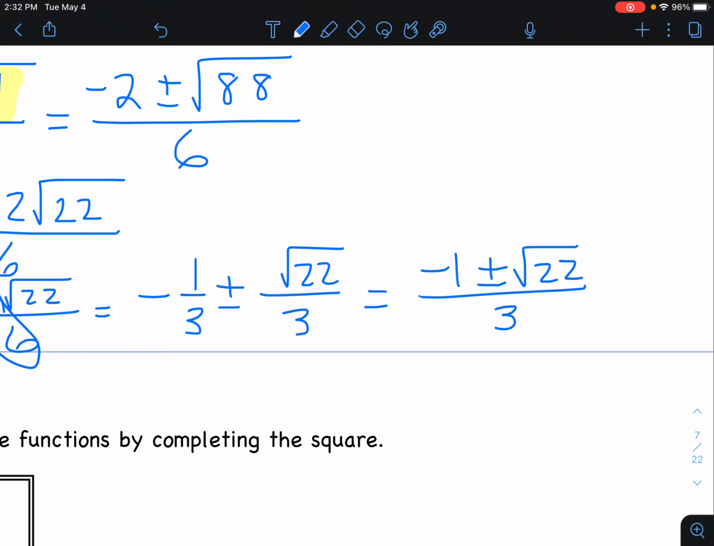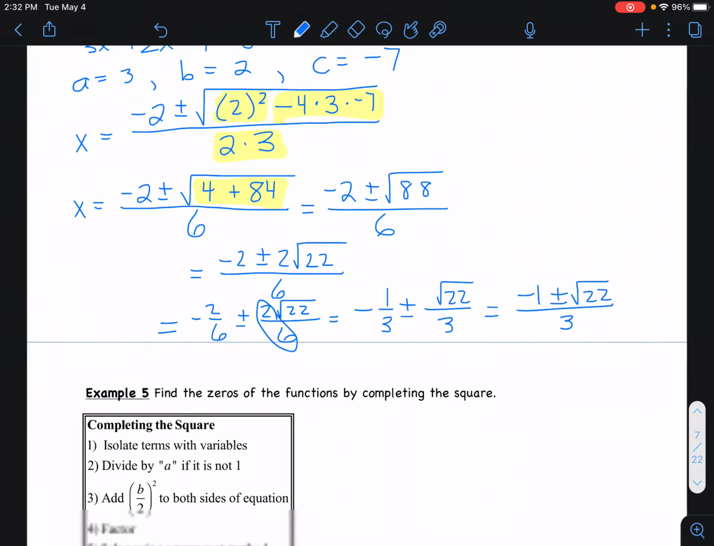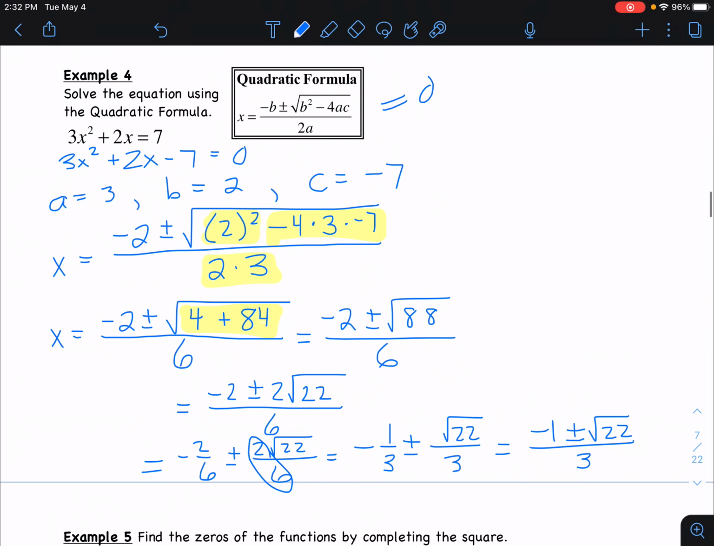And there it is. I do have two answers here. I'm going to keep them in simplest radical form. Remember, I do not want decimal forms. So my two answers are 1 plus square root of 22 divided by 3 and negative 1 minus square root of 22 divided by 3. Again, I'm only going to hit one example in this video. I will post on Google Classroom some additional videos that you can watch off YouTube.